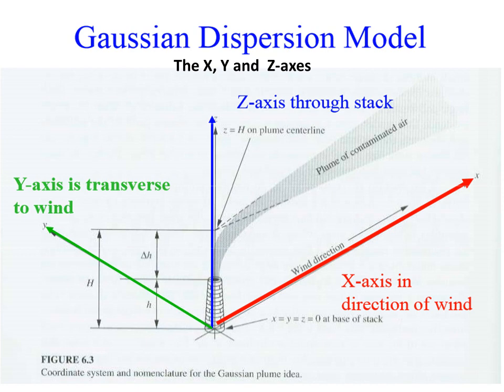The height of the stack is assumed as h, and the effective height of the stack is capital H, which is the sum of the height of the stack plus delta H, which is the distance from the top of the stack to the plume center line. The plume center line is an imaginary line passing through the center of the plume as it is emitted.